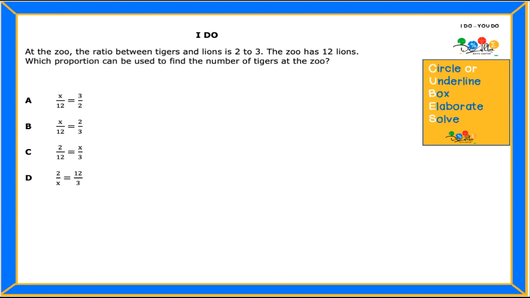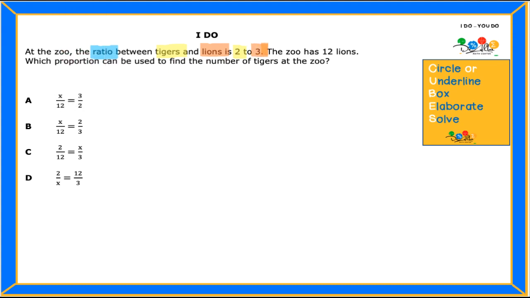Okay, so we're gonna circle or underline, and I need to identify my keywords. Ratio is important in math. It's a relationship between two numbers. Then I have tigers and then I have lions. The order in the sentence goes with the order of the numbers. Tigers and 2 go together.